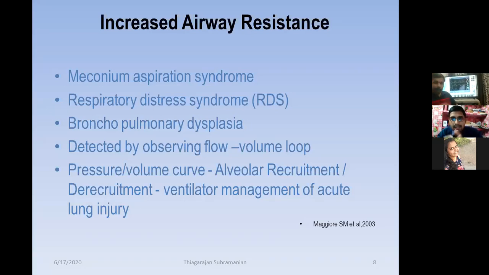Sorry? Sir, can you please tilt the camera so you would be completely visible? Slightly. Okay. Now? Okay, fine. Is it okay? Yeah, thank you.